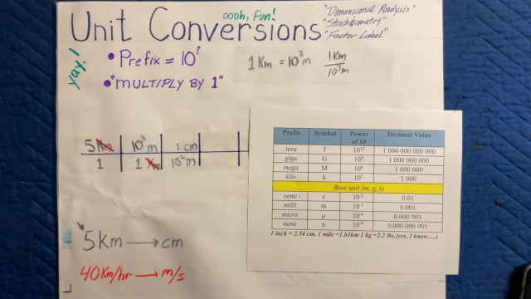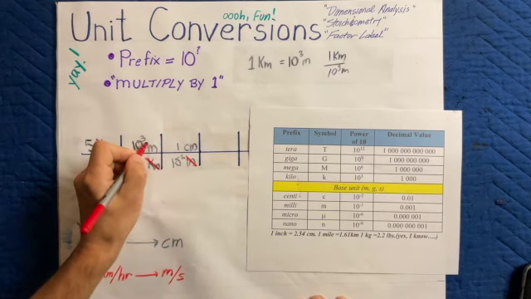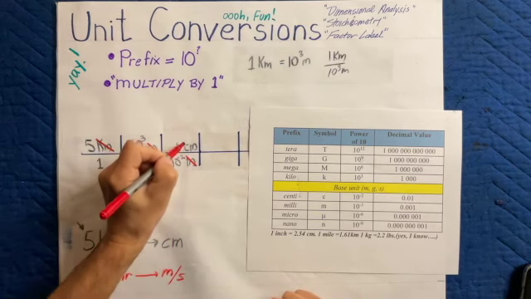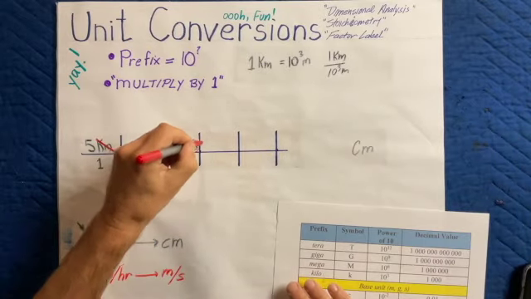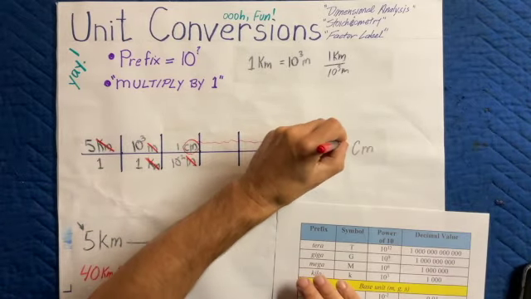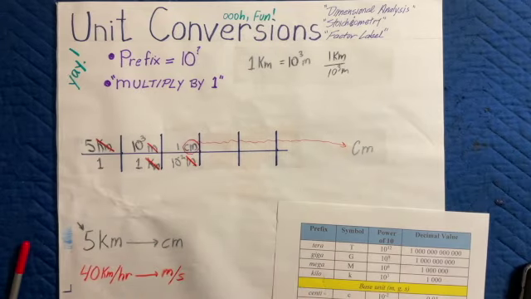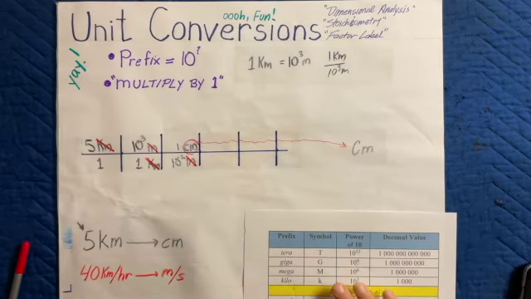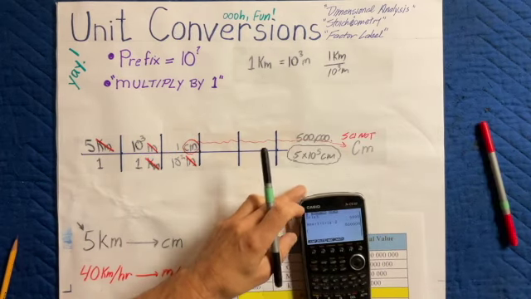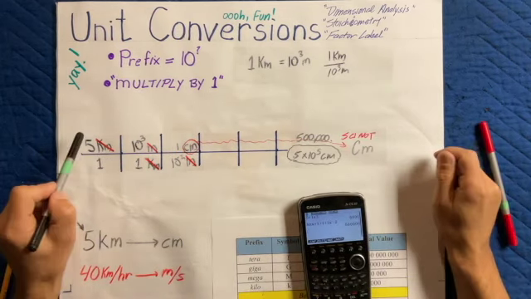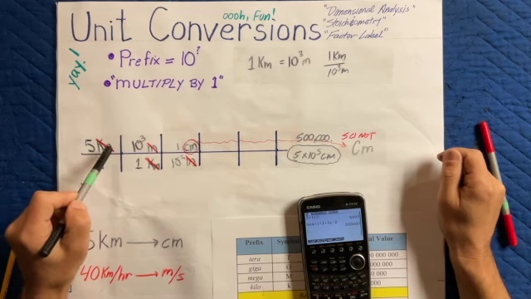But if I follow this to its completion, look what I notice. The only unit I have left that is uncanceled is centimeters. And that's what I want. So my conversion chain is done. All I need to do is run the numbers. So now I just run the numbers.